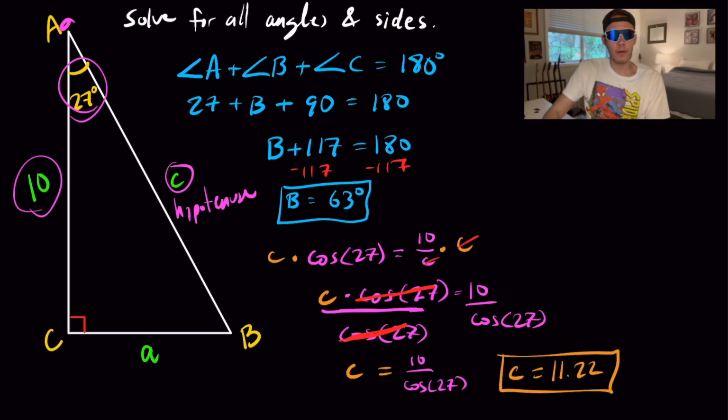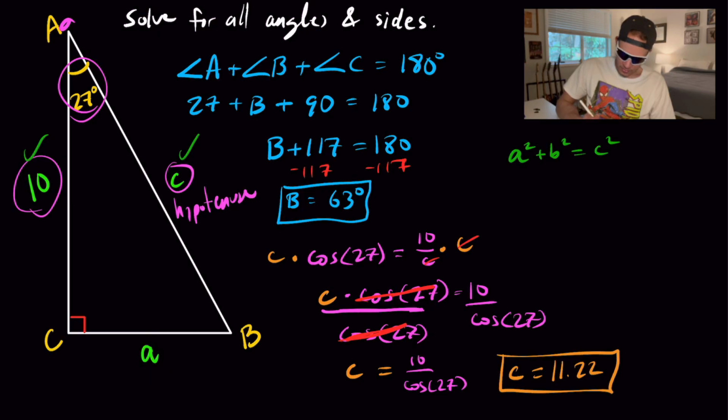We could use SOH CAH TOA, but we could also use Pythagorean theorem. So why don't we just do that, right? Because we found side C, so we have just one missing side, and we can use Pythagorean theorem for that. So we'll just write it out. We'll say A squared plus B squared equals C squared.